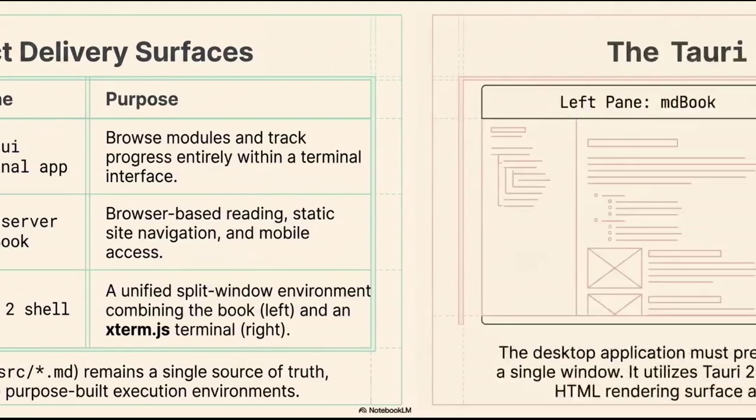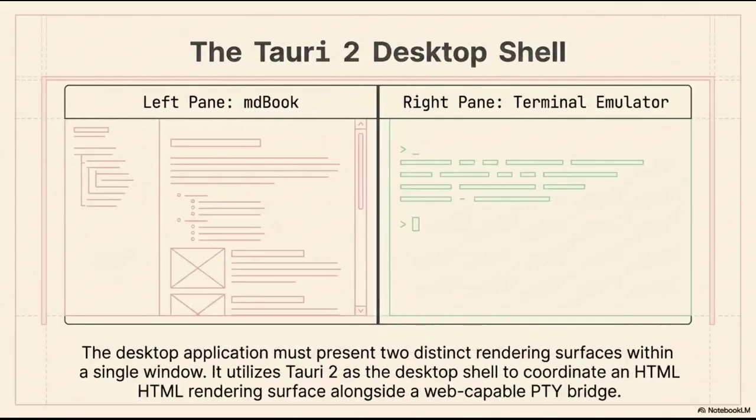This image presents the architecture of the Tori 2 desktop shell. A key design principle is the ability to display 2 distinct rendering surfaces within a single application window. As shown, the left pane is dedicated to HTML content, functioning as an HTML rendering surface. Alongside it, the right pane hosts a terminal emulator, facilitated by a web-capable PTY bridge. Tori 2 serves as the desktop shell, coordinating these 2 environments, an HTML rendering surface and an interactive web-capable terminal, all unified within one application.